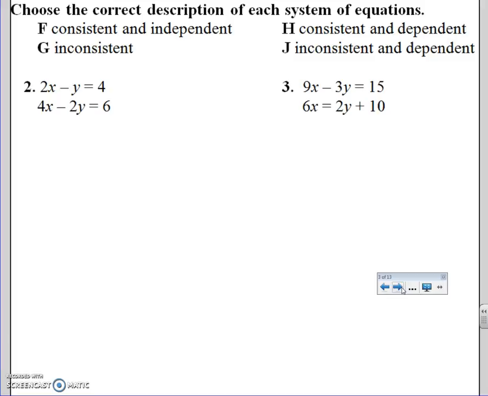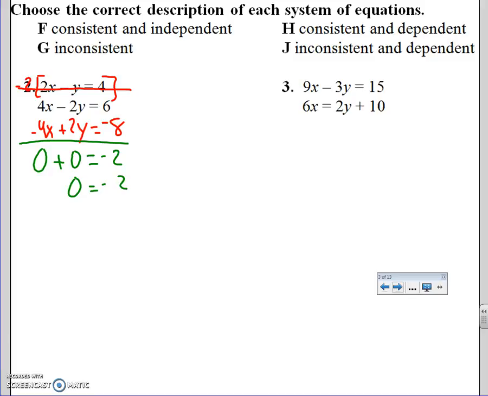Alright, I'm going to solve this. The first one, you could graph, but I'm going to do elimination. So I'm going to multiply this first one by -2, because I'm going to get rid of x's. So I distribute, that's -4x plus 2y equals -8. So now this is gone. I don't need this anymore, really. I do elimination by adding straight down. 4x minus 4x is 0. -2y plus 2y is also 0. 6 minus 8 is -2. Does 0 equal -2? That's false.